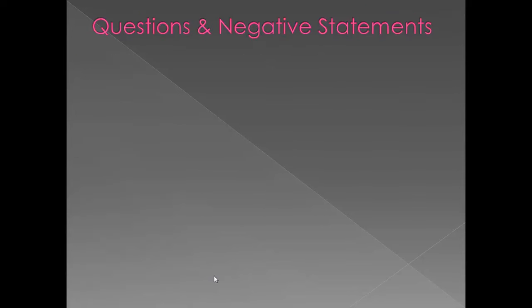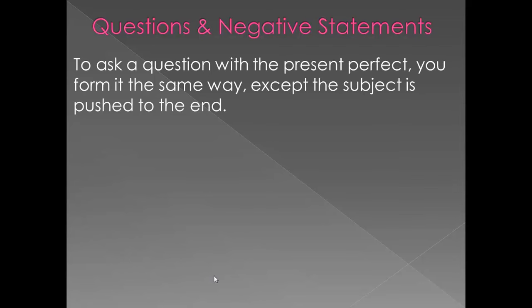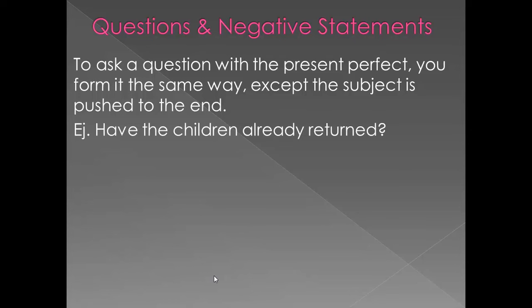Okay? When you're creating a question with the present perfect, you form it the same way, except the subject is pushed to the end. For example, have the children arrived already? You're going to create that sentence by saying han vuelto ya los niños. So notice how the only thing that changes is your han for the subject. Regardless of the subject, vuelto stays vuelto. Okay, it doesn't change for plural, for anything like that. It's always vuelto. It's the haber that's going to change. Okay, and we put the los niños at the end for questions. That's common in Spanish. We know that already.